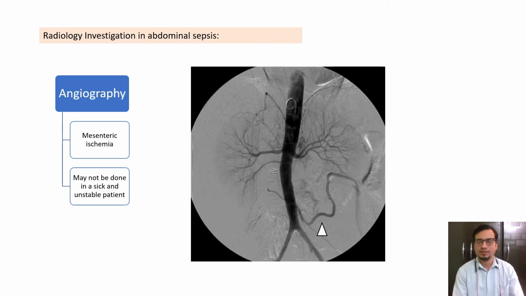In a few of the patients, there may be mesenteric ischemia. You may be suspecting it. In such cases, you must do angiography. If ultrasound is not able to show you anything, if X-ray is not able to show you anything, if CT scan is also negative, a normal CT scan, and the patient is still having pain in abdomen or tenderness in abdomen, or the patient is looking sick, then definitely go for a CT or for angiography. That will show you vessels and mesenteric ischemia. But again, it may not be possible in sick and unstable patients.